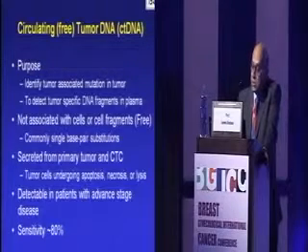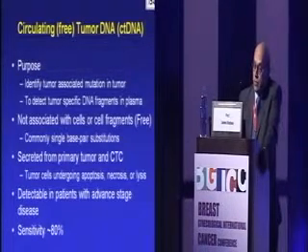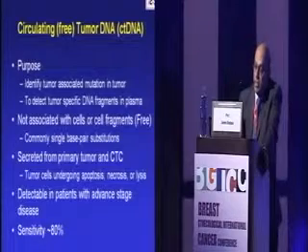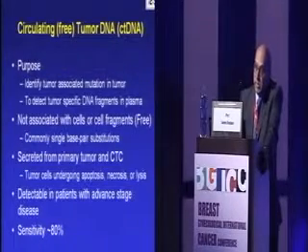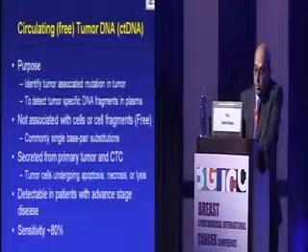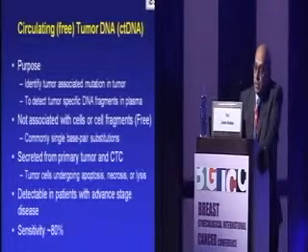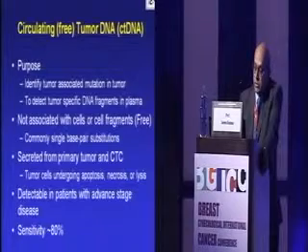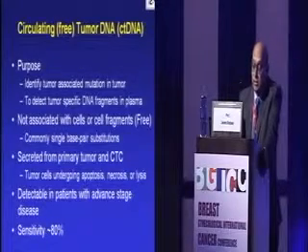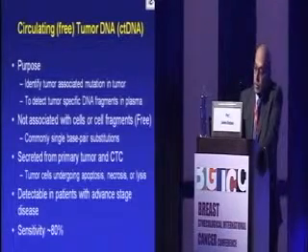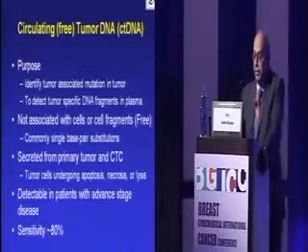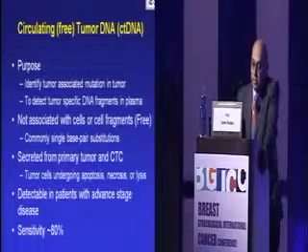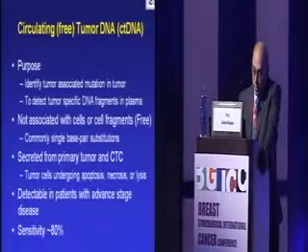This DNA is not associated with cells or cell fragments, hence the label cell-free, and it's secreted from the primary and metastatic sites as well as by circulating tumor cells. The tumor cells are undergoing either apoptosis, necrosis, or lysis. It's detectable in advanced stage disease patients, and the sensitivity is purported to be around 80%. However, that has been challenged in some of the more recent papers that have been published.